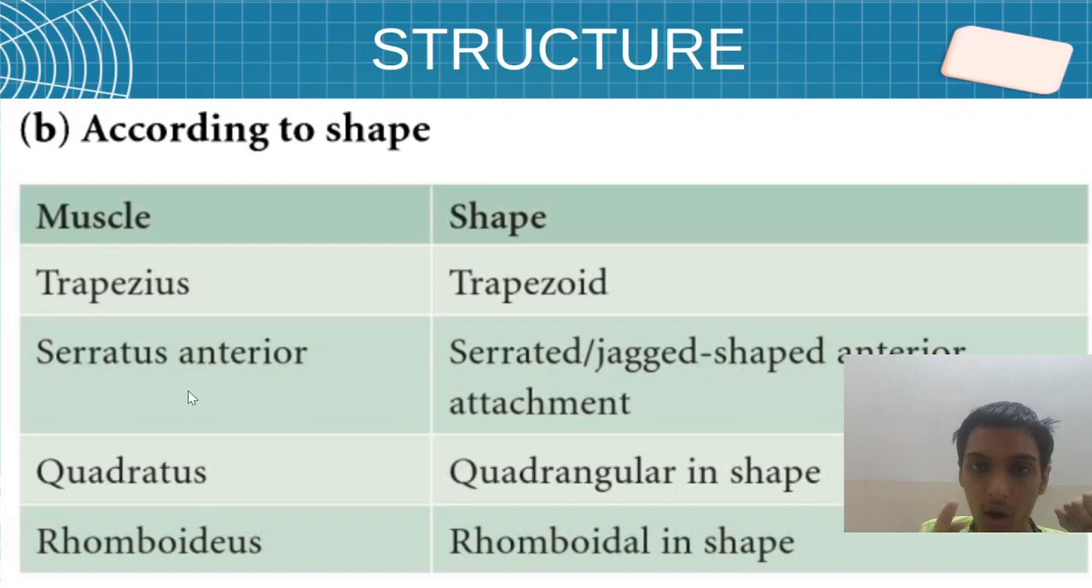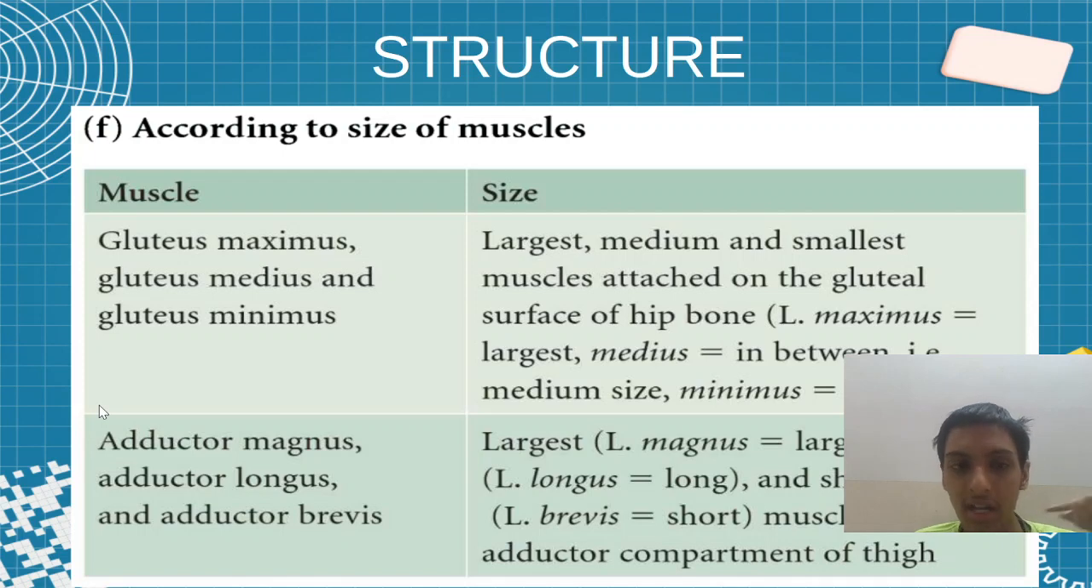Quadratus, it is, what do you call, like it's quadrangular shape. Rhomboideus will be kite shape. Rhomboid or kite both are same. Okay. Geometrically. Let's see according to the size.